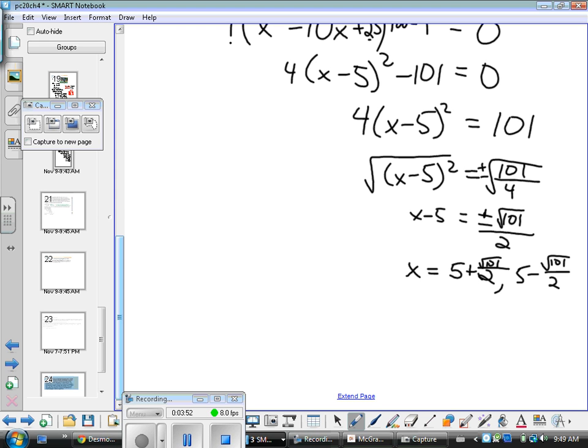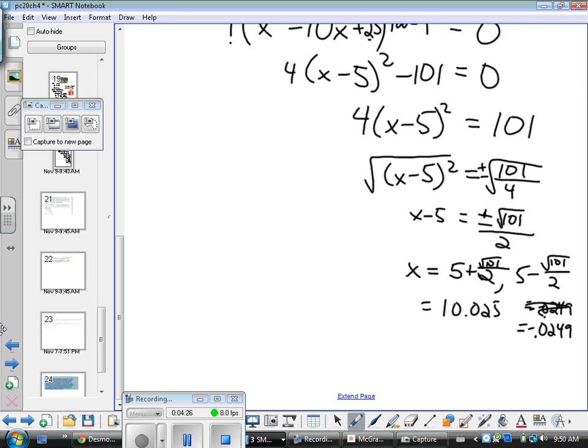So 5 plus the square root of 101 divided by 2 is equal to 10.025, and 5 minus the square root of 101 divided by 2 is going to be negative 0.0249. Obviously not something you could have done by factoring, because you're not getting a nice whole number.